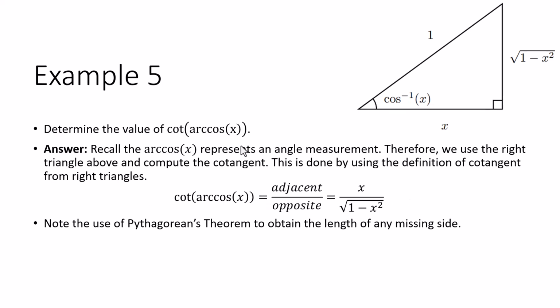Our fifth example will ask us to determine the value of the cotangent of the arc cosine of x. And again, remember, the arc cosine represents an angle measurement. Therefore, we can use right triangles, using this right triangle above, and we're going to compute the cotangent. The definition of cotangent from right triangles is adjacent over opposite. So we identify the adjacent side as x, the opposite side as the square root of 1 minus x squared, and we form the ratio. And don't forget Pythagorean's theorem. If you're missing any sides of the right triangle, Pythagorean's theorem can help you find them.